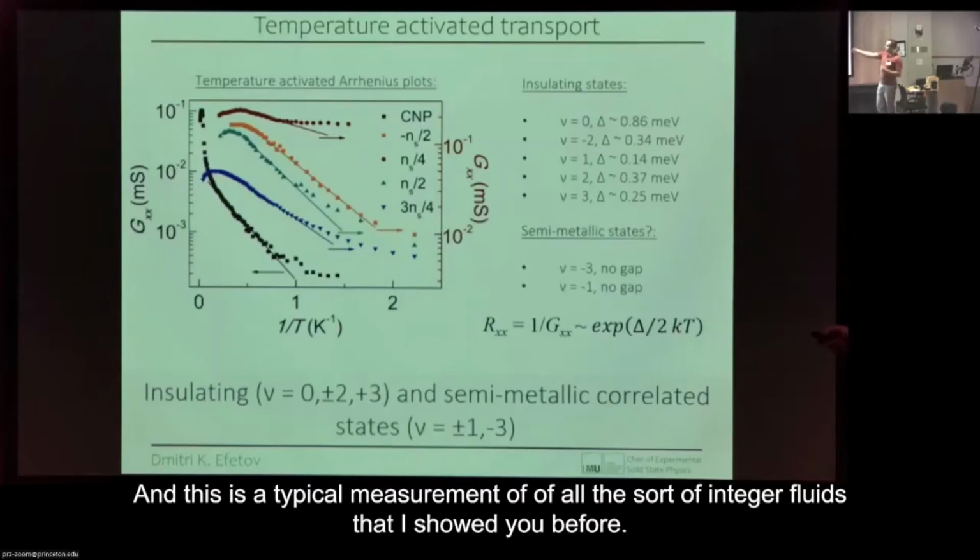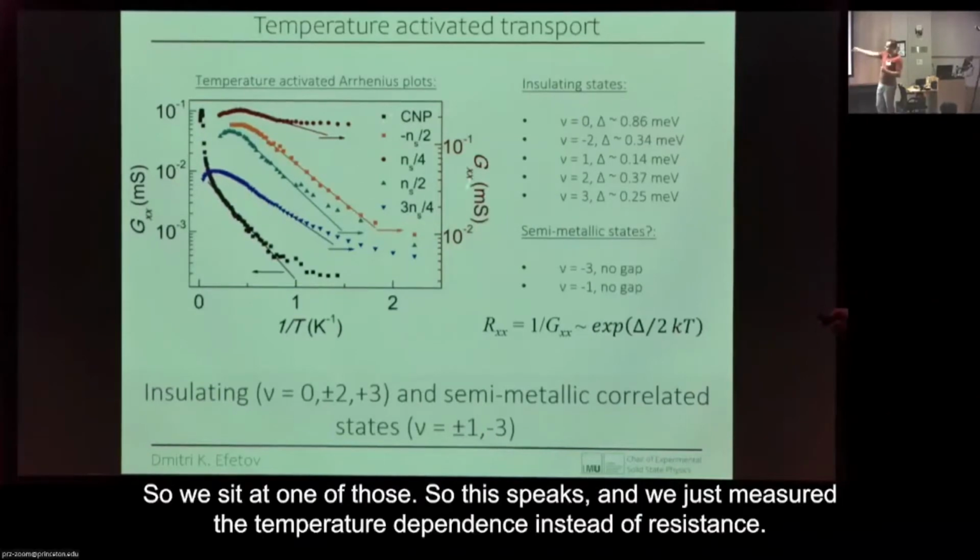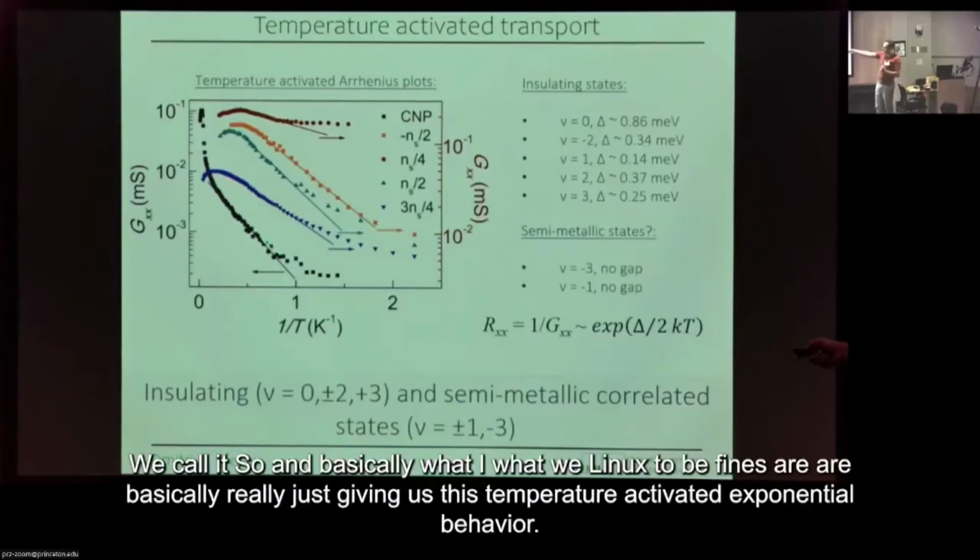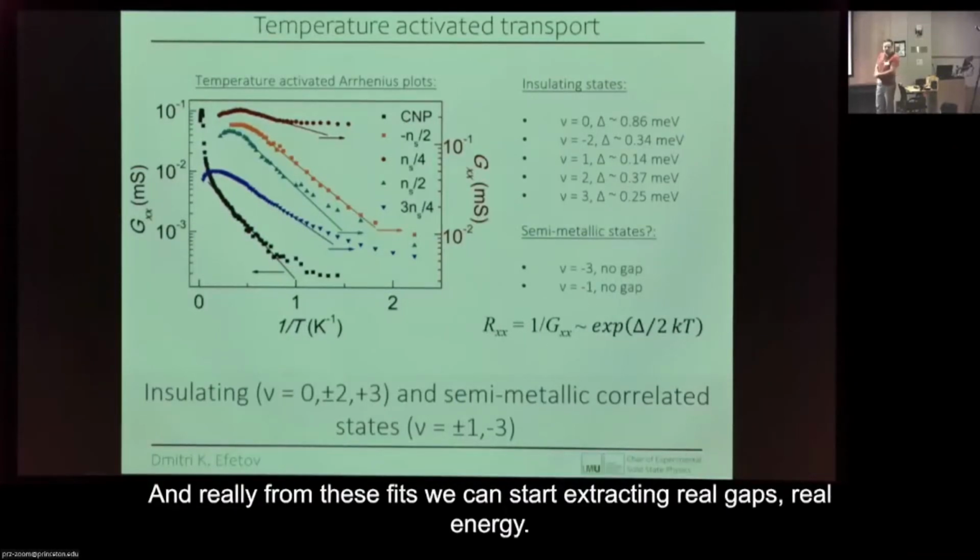And this is a typical measurement of all the integer fillings that I showed you before. So we sit at one of those resistance peaks, and we just measure the temperature dependence. And instead of resistance, we plot here conductance, and instead of temperature, we plot 1/T. Basically, these linear fits to these lines are really just giving us this temperature-activated exponential behavior. And from these fits, we can start extracting real energy gaps.